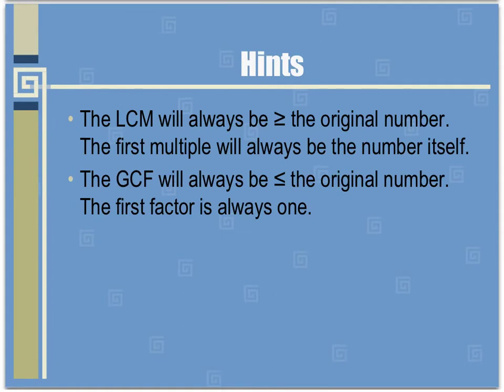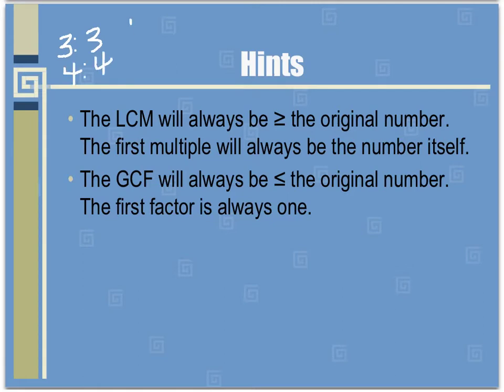Students struggle with LCM and GCF and trying to determine the difference between the two. So, a hint, I would write this down in your notes, a hint to be able to keep them separate would be this. Your LCM is always going to be greater than or equal to the original numbers that you're looking at. Okay? The first multiple will always be the number itself. Thinking back to the previous slide, when I was considering the number 3, my first multiple was the number itself. So if I'm looking at 3 and 4, I'm going to start that way.